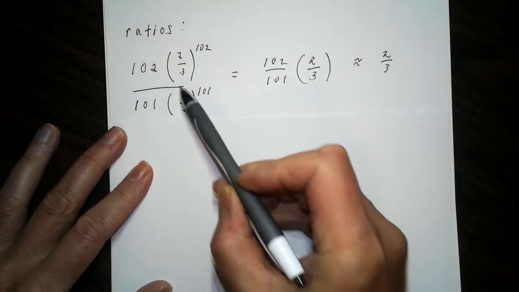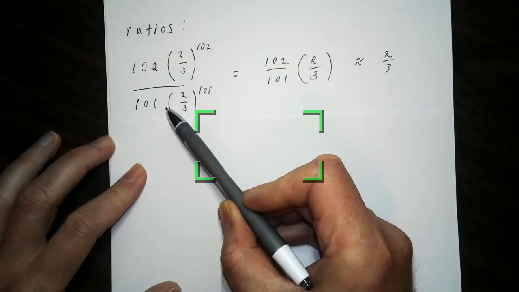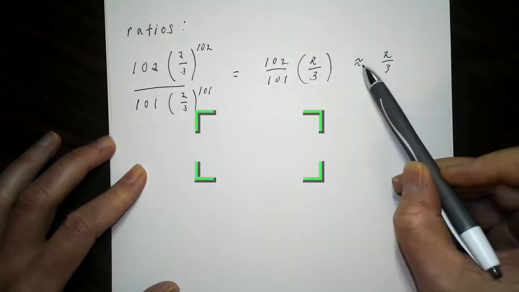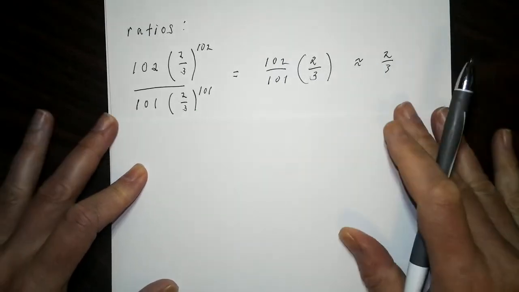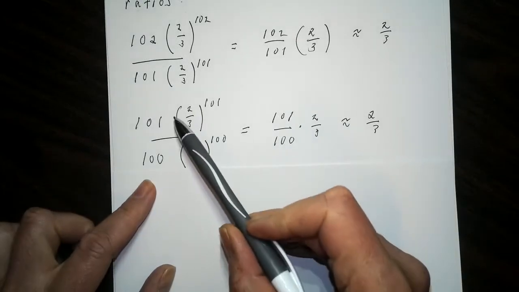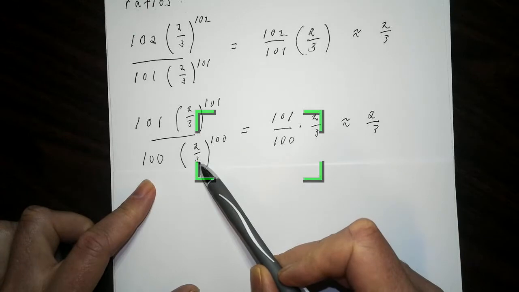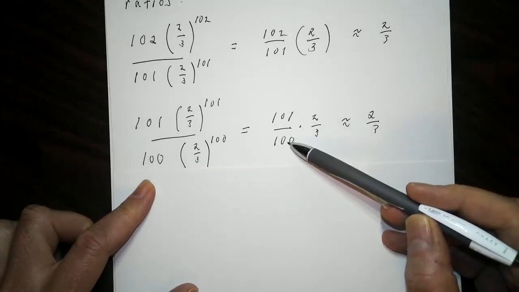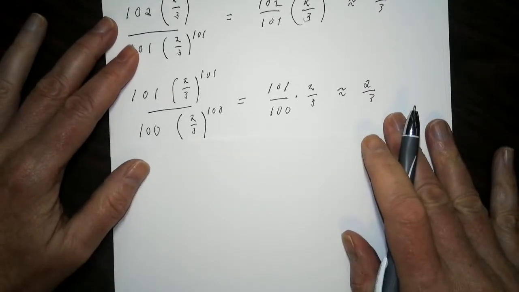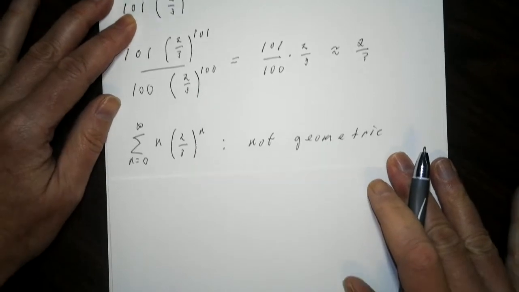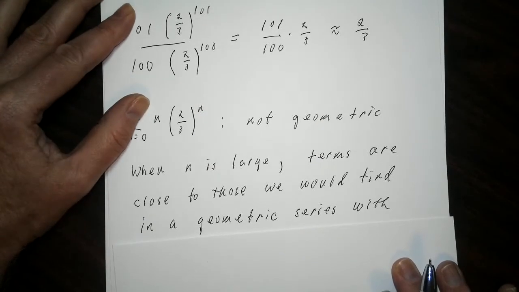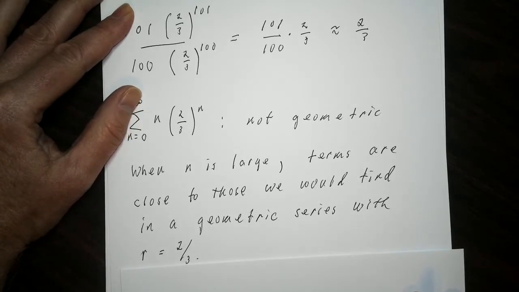If I take the 102nd term divided by the 101st term, I get cancellation of my exponents, so I get 102 over 101 times 2/3. That's pretty close to 2/3, so I'll put an approximately equal sign, because this quantity is pretty close to 1. If I take the term corresponding to n equals 101 and divide it by the term before it, I get 101 over 100 times 2/3 to the 101 over 2/3 to the 100. Again, this simplifies. I get 101 over 100 times 2/3, which is about 2/3. And this would keep happening as we go out further and further. So the upshot is that our series, while not geometric, when n is large, has terms close to those we would find in a geometric series with a common ratio of 2/3.